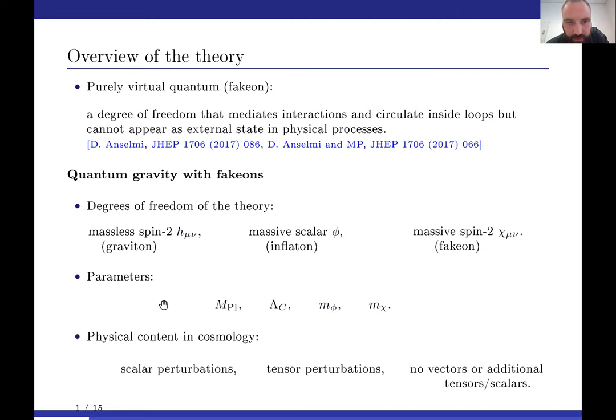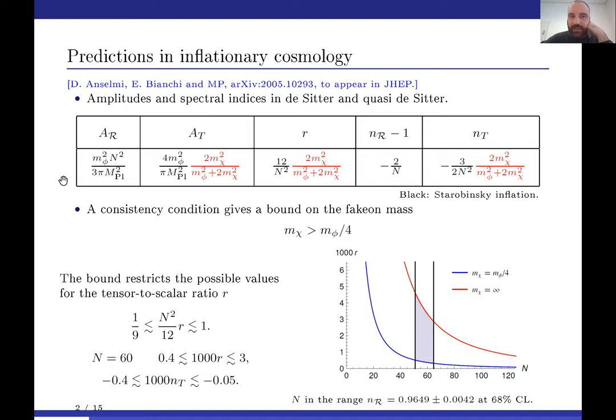So let me anticipate also the results in cosmology. In particular, we computed the amplitude and spectral indices in de Sitter to the next to the leading order in the de Sitter expansion. In this table, I collected the results in the leading order. The black parts are the results in Starobinsky inflation, while the red parts are the modification due to the presence of the phacon. You can see there is the mass of the phacon.